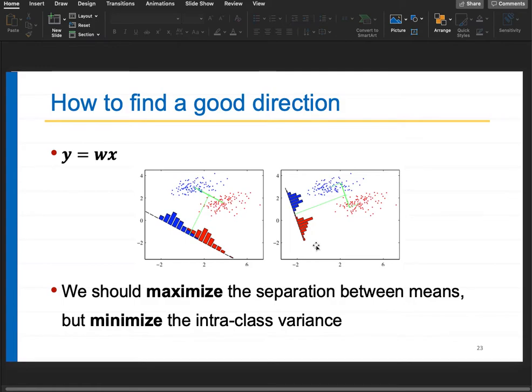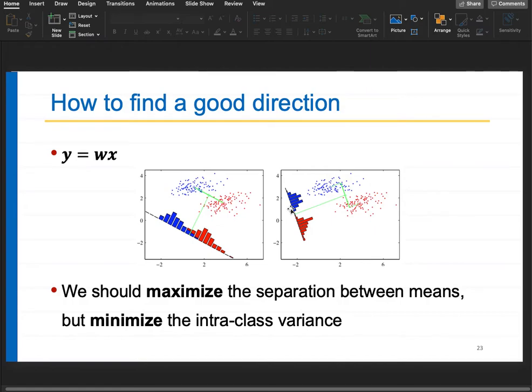So basically what you are trying to do is maximize the separation between the two classes, the inter-class separation, but also minimize the intra-class variance, which is obvious from this figure: if you don't minimize the intra-class variance, then you won't get a good separation. So you want to maximize the inter-class distance and minimize the intra-class variance.